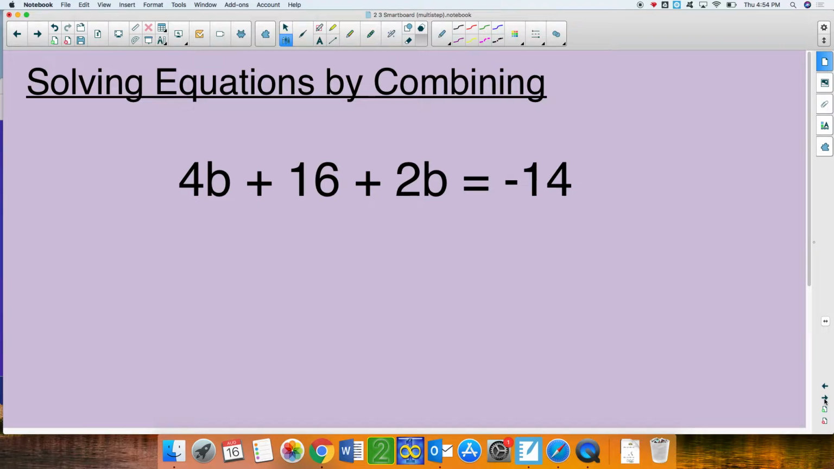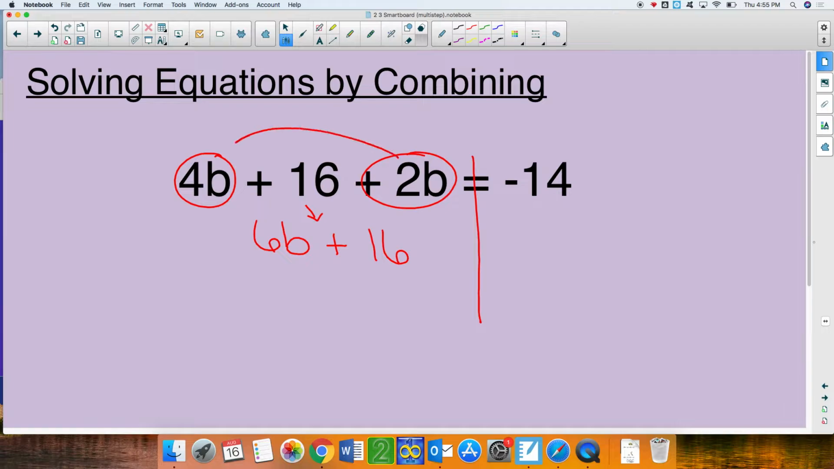So the first thing we're going to do, I'm going to, again, draw in my wall on this example. And what you'll notice this time is when you get ready to circle your variable, there are two of them. So what we're going to do today is circle those like terms because we need to get those like terms together. If two things are on the same side of your wall, we need to put them together. And so a 4b and a positive 2b is going to give me a 6b. And then I'm just going to bring down this plus 16. So I'm putting those together. And then equals negative 14.